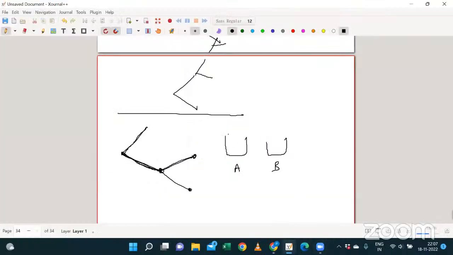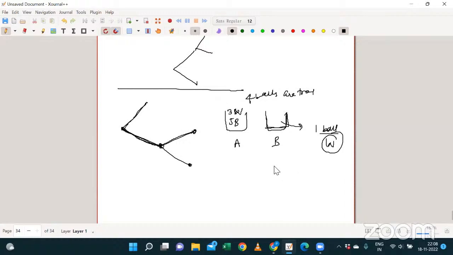Box A is there and box B is there. In box A, 3 balls white and 5 balls black. And B is an empty box. 4 balls are transferred from A to B. Then find the probability and select a ball from box B. Select 1 ball, and it is to be white. Then find the probability that 3 balls white and 1 black were transferred.